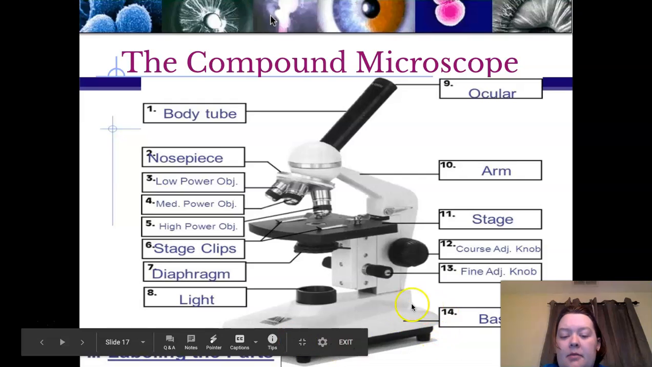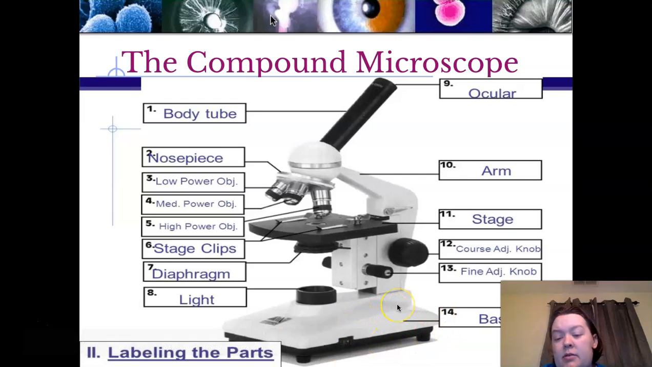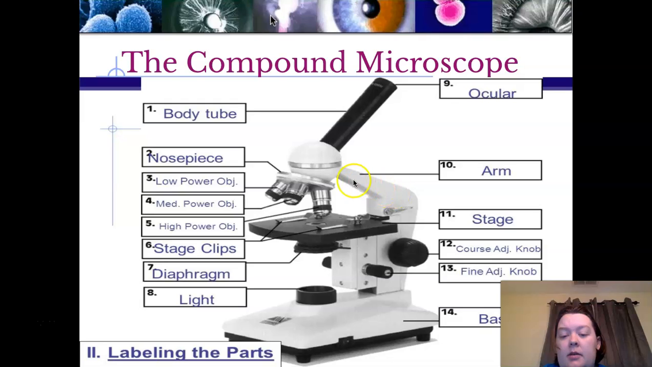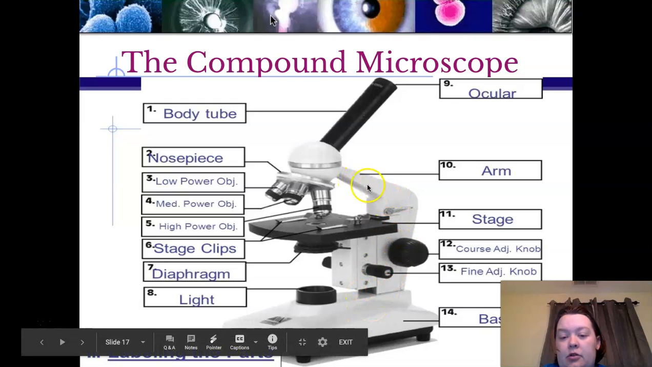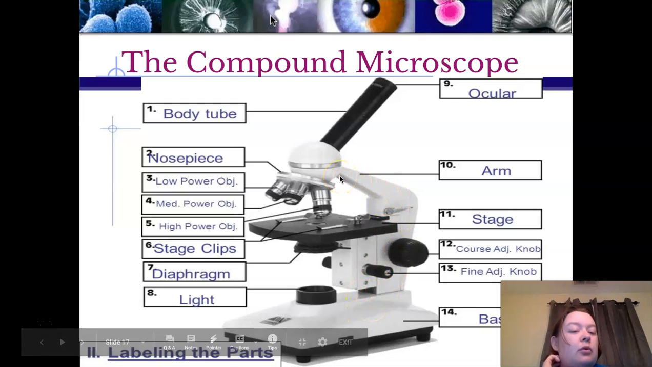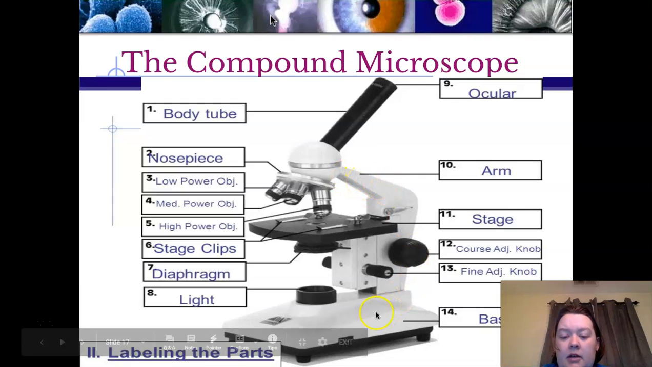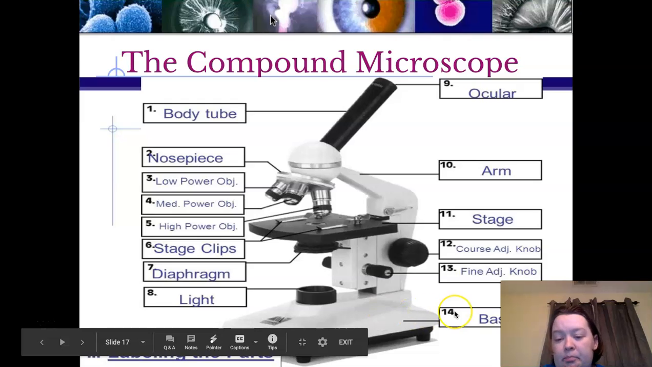The very bottom of the microscope is called the base. When you're carrying the microscope, you want to have your hand under the base and on the arm. So the arm is here. It connects the bottom part of the microscope to the top piece of the microscope. So when holding a microscope, one hand is holding the arm and the other hand is under the base.